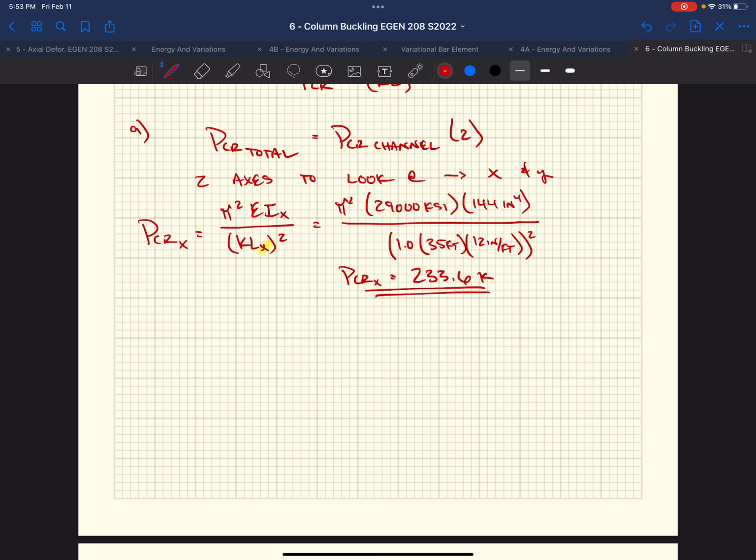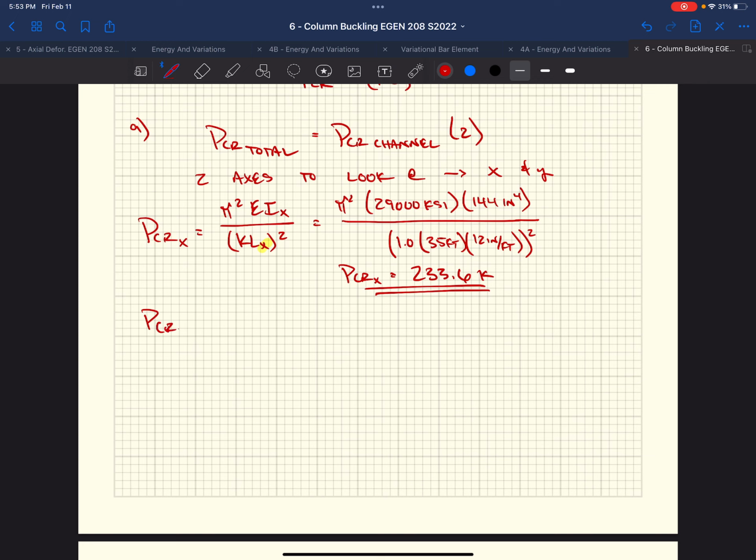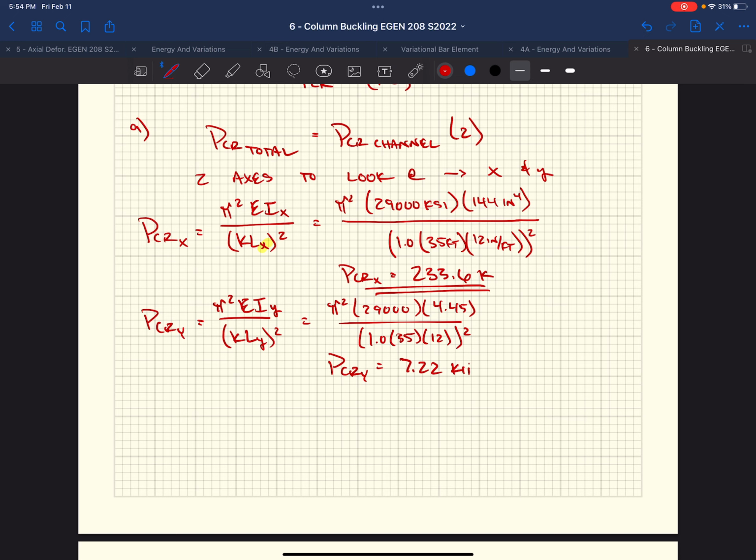I think it's fascinating. Okay, so if we start looking at the y direction, we will need to look at both directions. Pi squared EI, now of the y direction, over K Ly squared, okay? What does that equal? Well, pi squared, 29,000 times, now our I is a lot smaller, times 1.0 times 35 times 12 squared, okay? What do we get? Well, we get P critical in the y direction equals 7.22 kips, right?